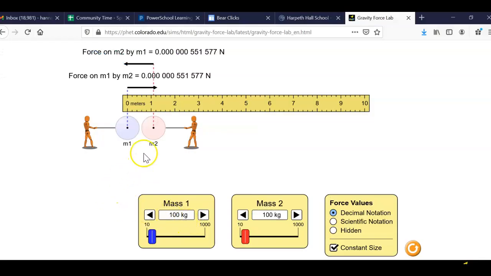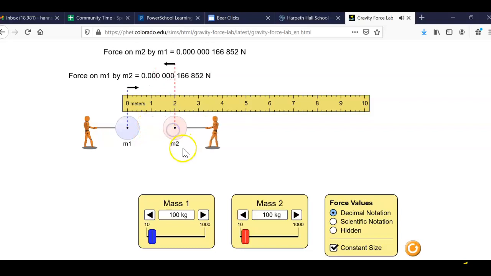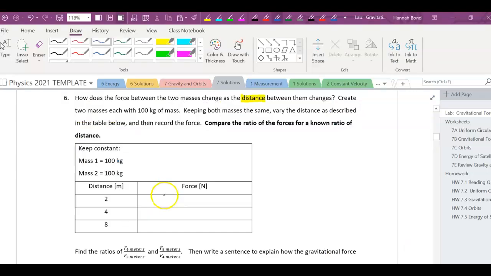So first I'm going to pull them so that they are 2 meters apart, and I see I've got these two forces, and look, they're the same numbers, right? I'm going to record that force. Now I want to put it in scientific notation, and so my first number is 1, 2, 3, 4, 5, 6, 7 places to the right of that decimal point. So I'm going to put 1.66852 times 10 to the negative 7th.